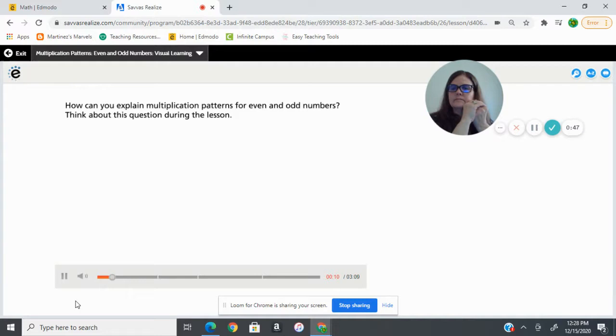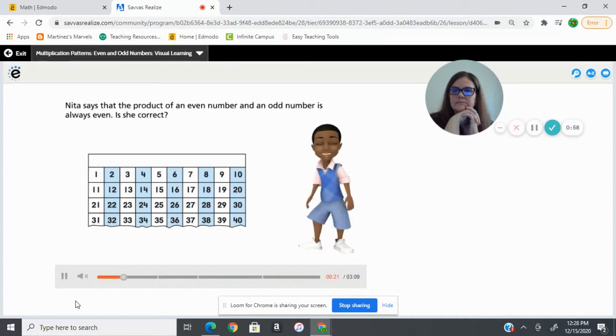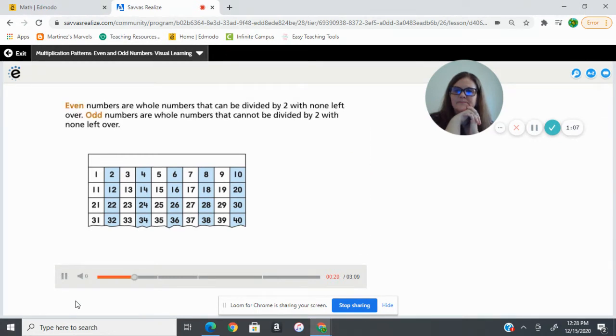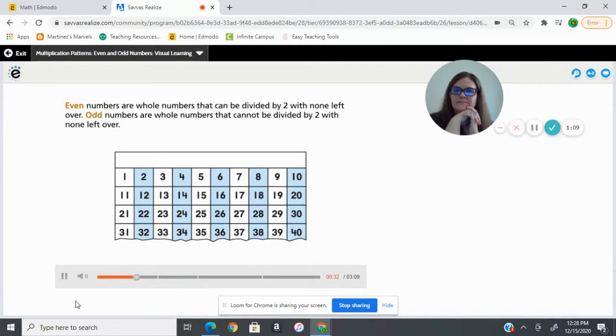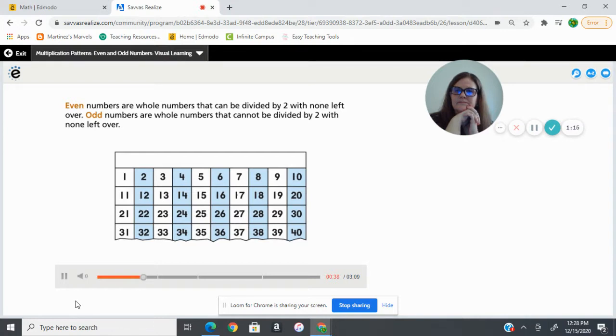How can you explain multiplication patterns for even and odd numbers? Think about this question during the lesson. Nita says that the product of an even number and an odd number is always even. Is she correct? Even numbers are whole numbers that can be divided by 2 with none left over. Odd numbers are whole numbers that cannot be divided by 2 with none left over.